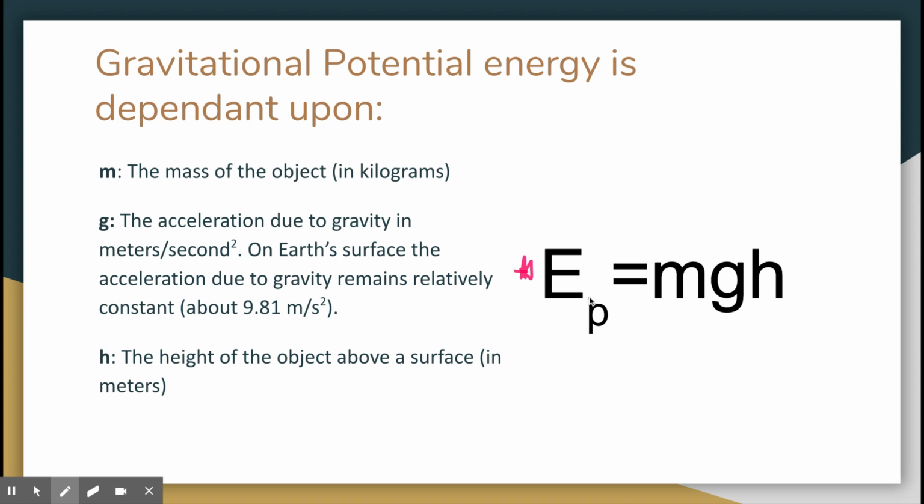So EP is dependent on your mass of the object, which is in kilograms. Acceleration due to gravity, this is always going to be 9.81 meters per second squared for our reasons, because we're on Earth. And the H stands for height, which is going to be in meters.